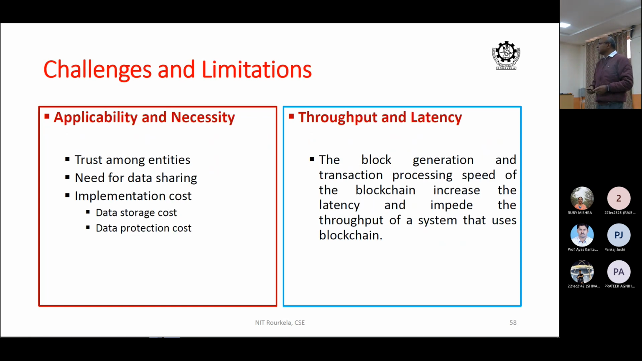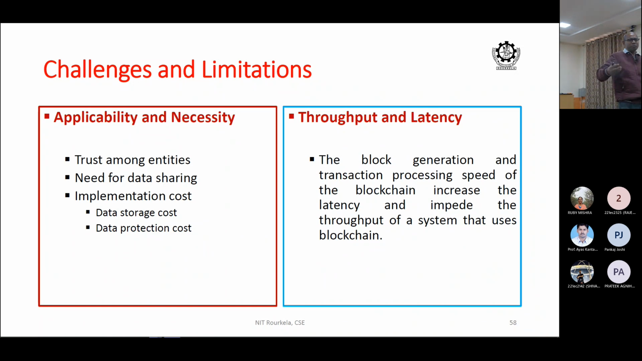Now let's look at what the challenges are. We have seen there are solutions, but blockchain is not a solution for all problems in the IoT network. Blockchain can supplement or sometimes complement some of the problems, but it's not a solution for everything. If all entities in the IoT network are trusted entities, then blockchain may not be a solution.